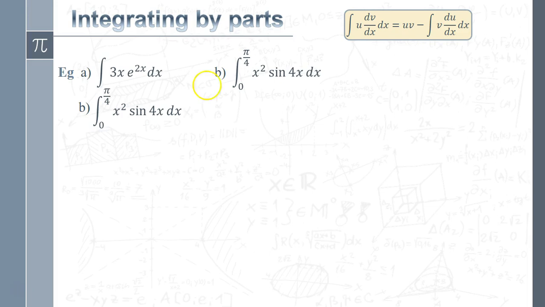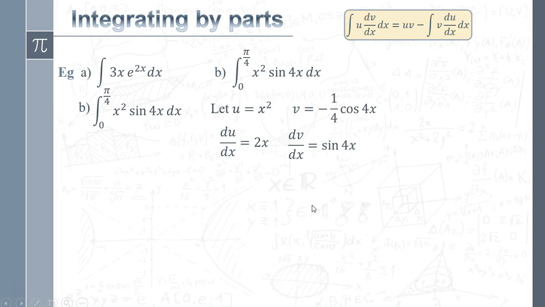So off we go. Now notice again, this one we're doing between limits, and we've got x squared sine 4x to integrate. So same as before, let u equal x squared. That gives us du dx equals 2x. That means dv dx is going to be sine 4x. Integral of sine is minus cos. So we've got v is minus 1/4 cos 4x. So those are our 4 bits.